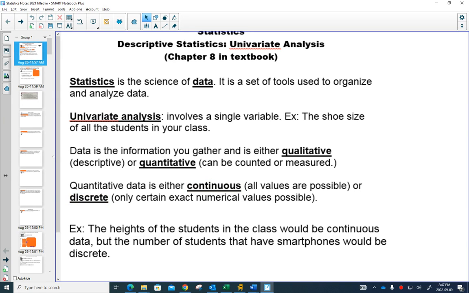Now, quantitative data is either continuous or discrete. So an example of discrete is if we were getting shoe sizes, you have like size 7, 7.5, 8. There's no, well, I don't know, is there? There probably is now. Can you buy 7.25 shoes? No. So there's full sizes like that. We would say that's discrete because there's bumps in between.